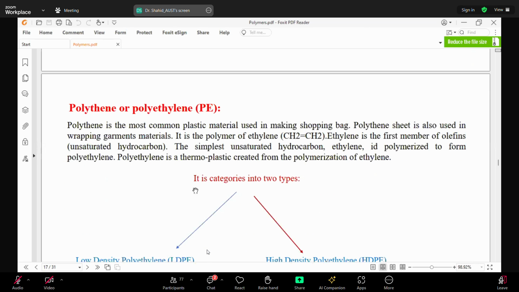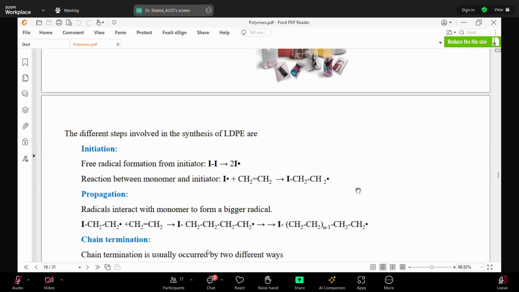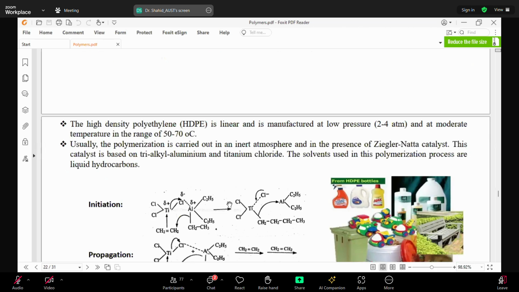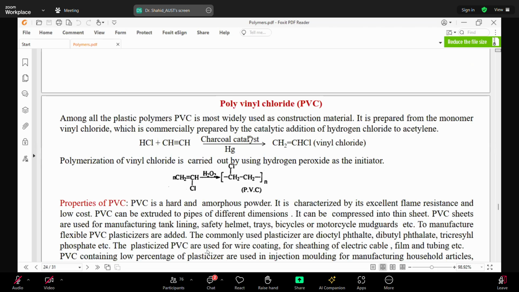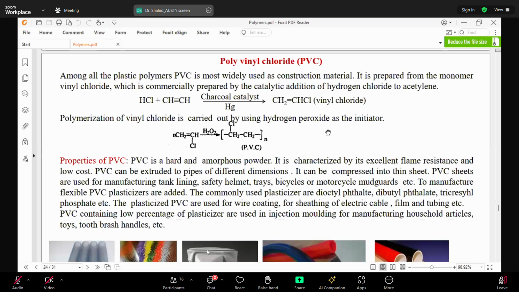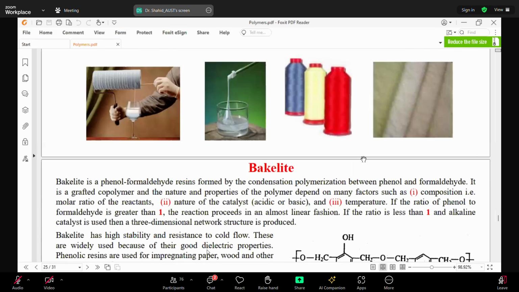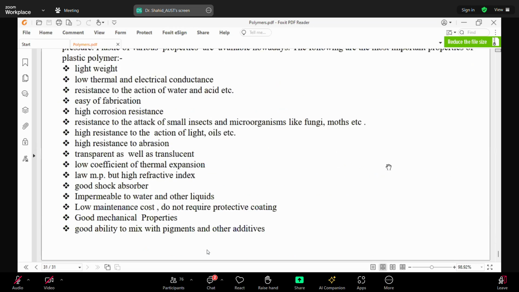Then the polyethylene polymer, which is categorized in two types, LDPE and HDPE. For LDPE, the characteristics, preparation and use, the mechanism, and the manufacturing process. Same for HDPE, the characteristics, the mechanism, and also the manufacturing process. And finally, different types of polymeric compounds. If you want to study these, first of all you have to study what is PVC, what is the raw material, how we can prepare the raw material, what type of reaction it is, then the characteristics of PVC, and finally the ultimate use. Then PVC, nylon 66, bakelite, melamine, Dacron, Teflon, and finally plastic polymer. Okay, so please make good preparation for the next quiz, inshallah.